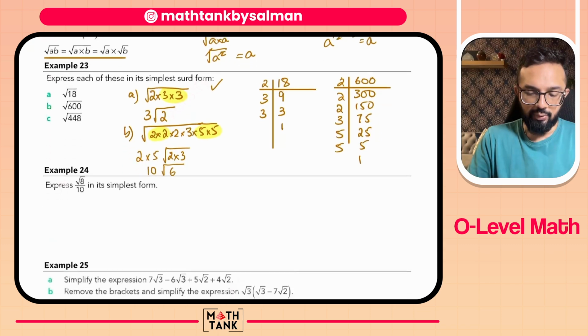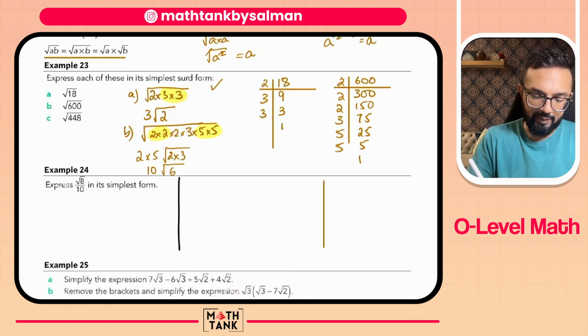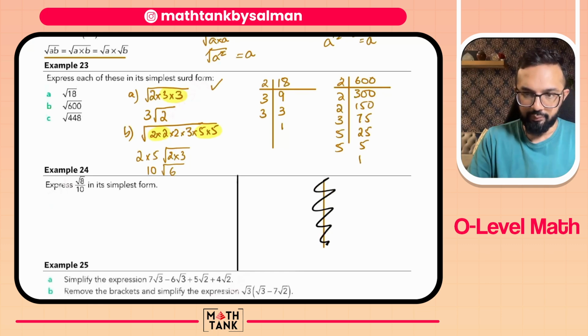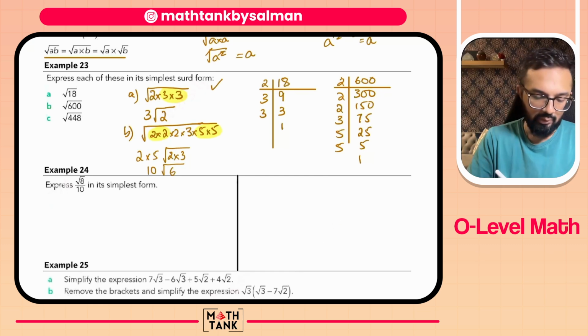Let's talk about root of 448, and I'm going to do it here in the next example, because we've run out of space on this one. Mark a boundary so that we know we're doing example 23.